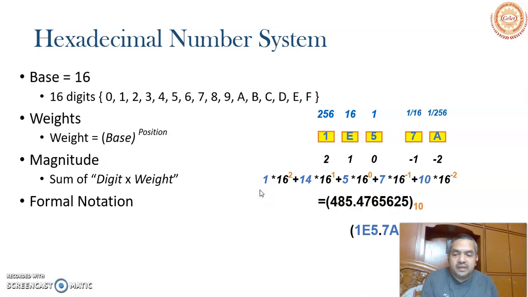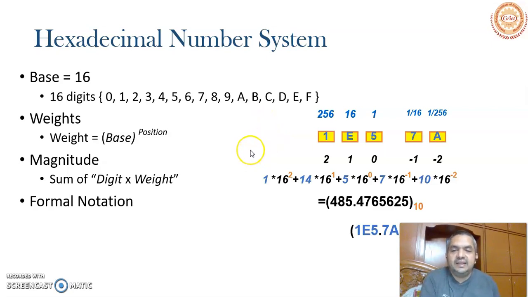And the formal notation of this hexadecimal number is 1E5.7A to the base 16. Even though we are using all these number systems, not any number system is possible. Simply the total number of symbols or digits available in that number system will be its base or radix. But normally for general purpose like analog system, I use the decimal number system, and entire digital system we use the binary number system.